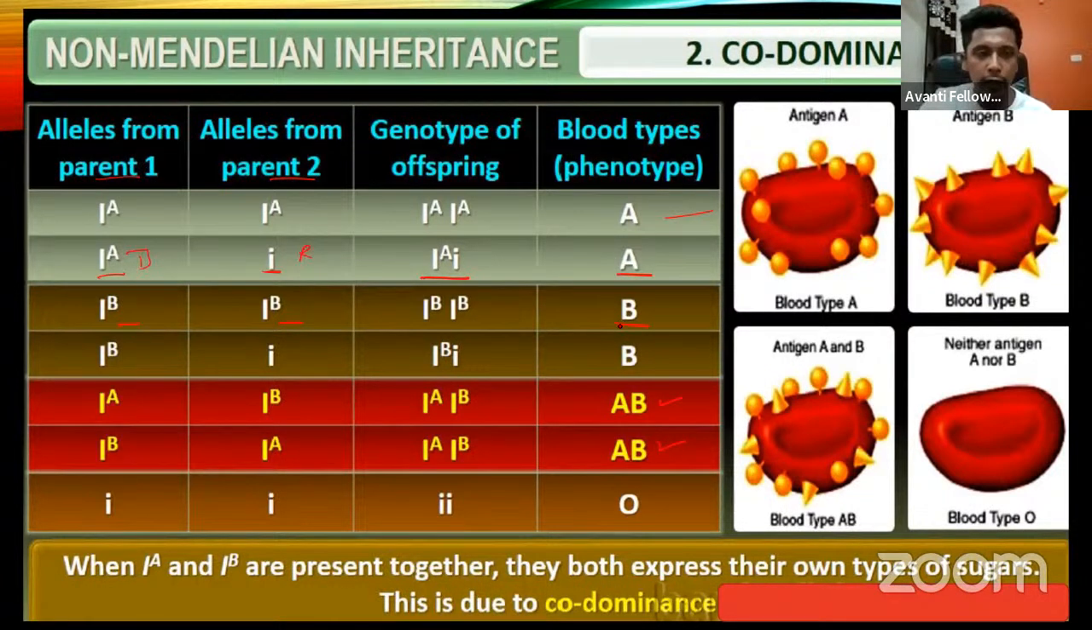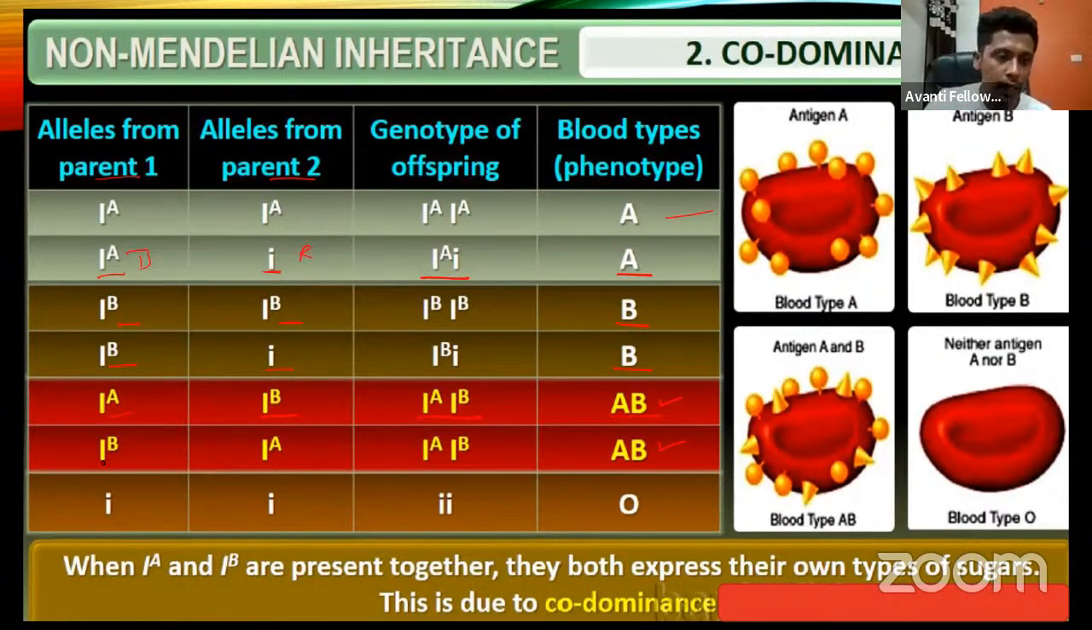So again, we have a B blood group, again with one dominant and one recessive allele. But for an offspring to get AB blood group, look here, a parent has to have an IA allele as well as an IB allele, so that when IA and IB come together, we will have AB blood group.